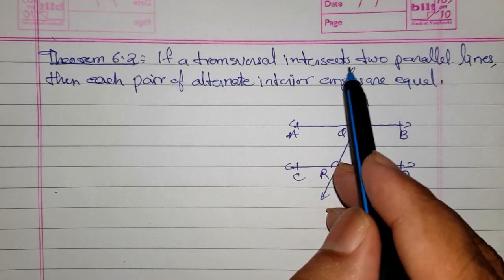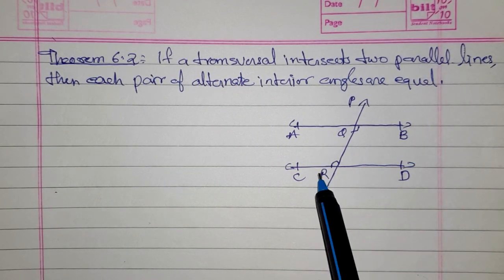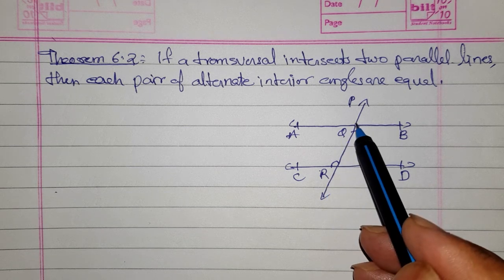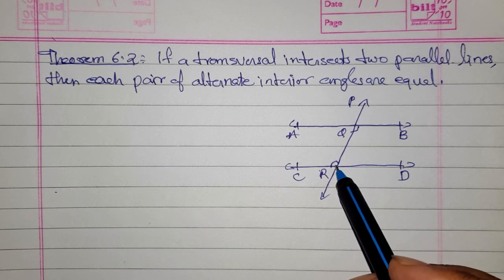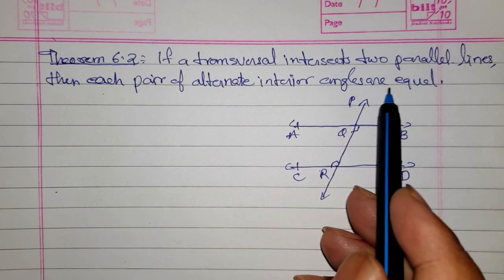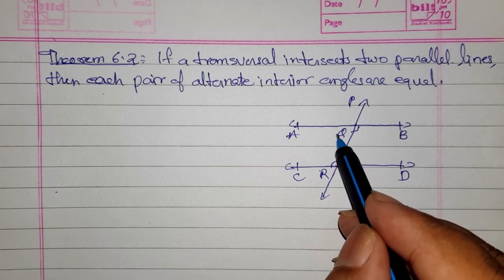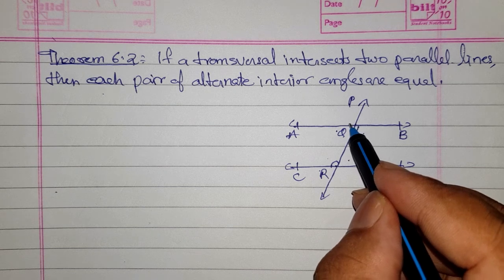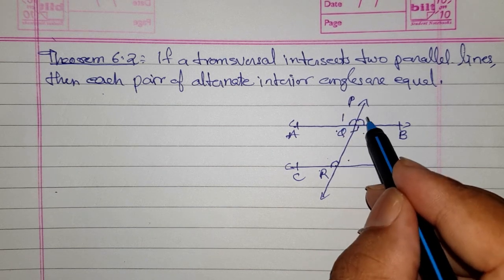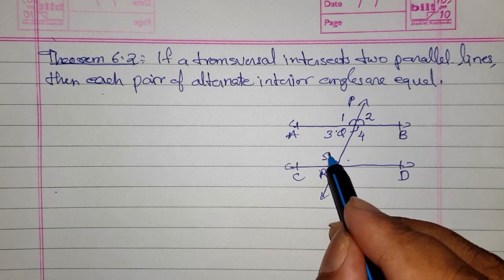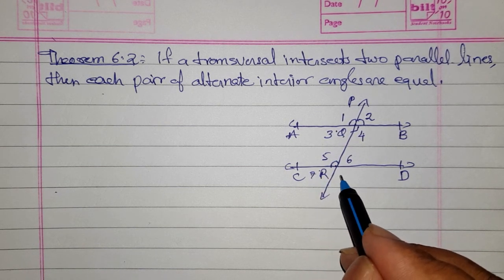If a transversal intersects two parallel lines, so AB and CD are the two parallel lines, and P is the transversal line, intersecting at two points Q and R, then each pair of alternate interior angles are equal. So you have to prove that these interior angles are equal. To make it a little bit simple, I'll name them angle 1, 2, 3, 4, 5, 6, 7 and 8.